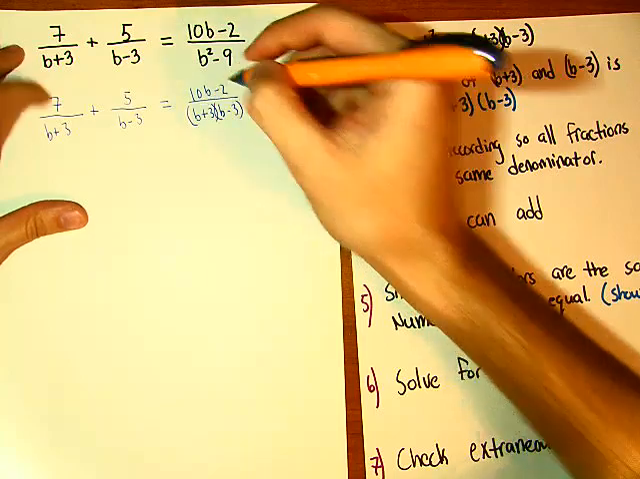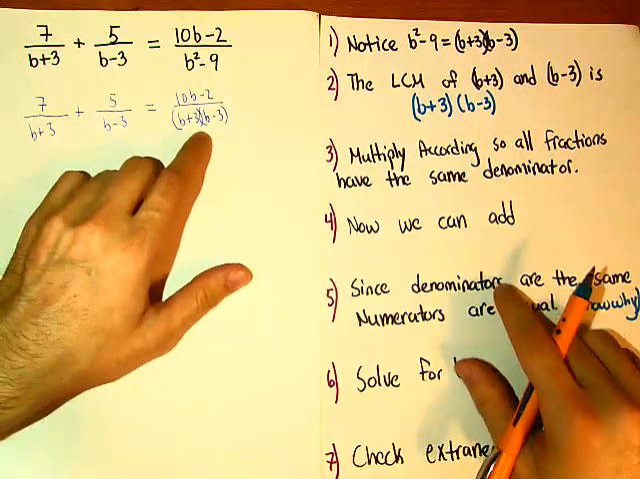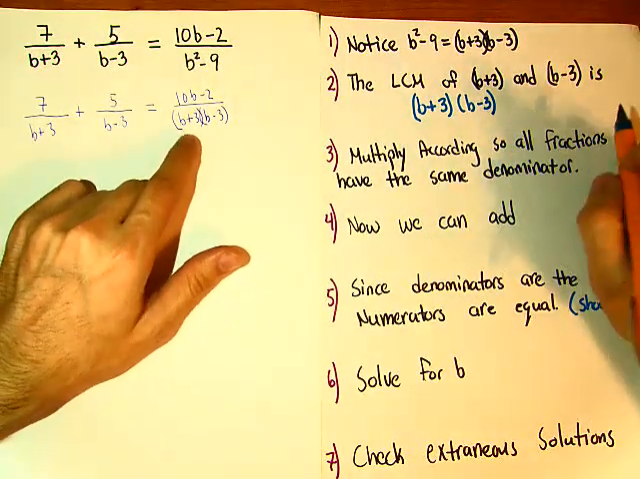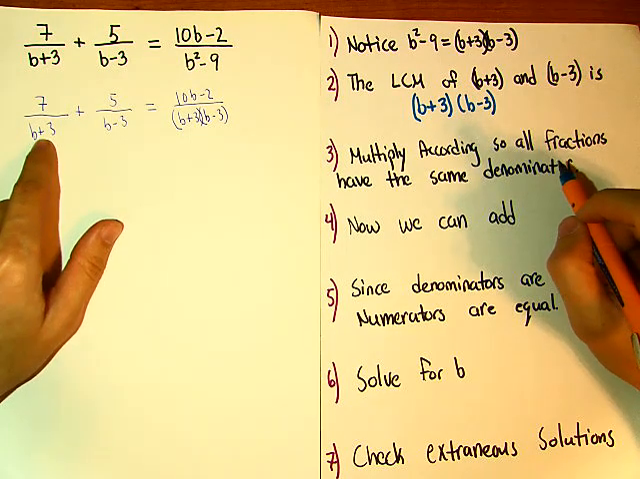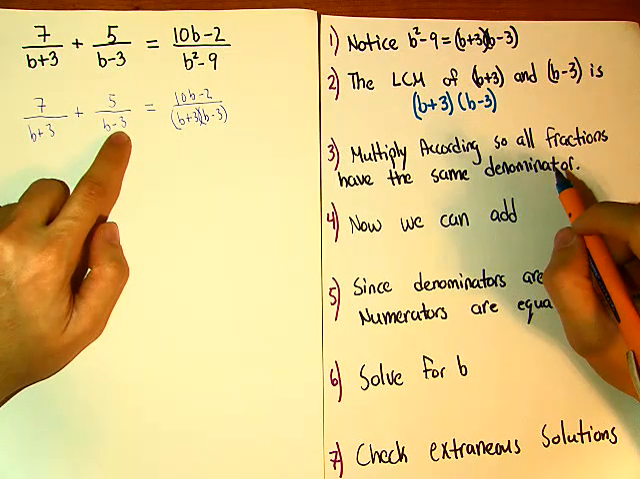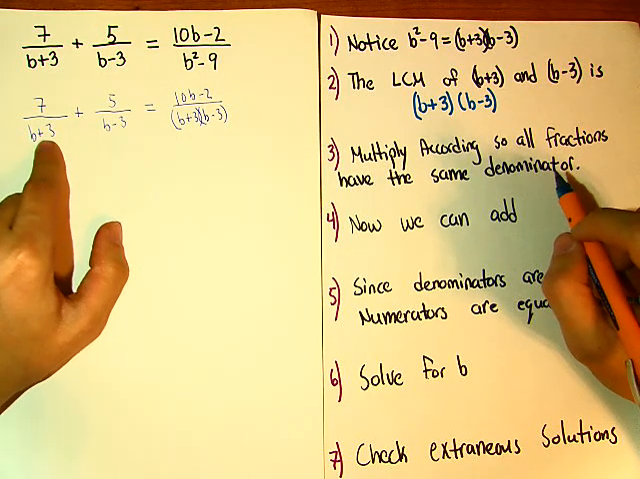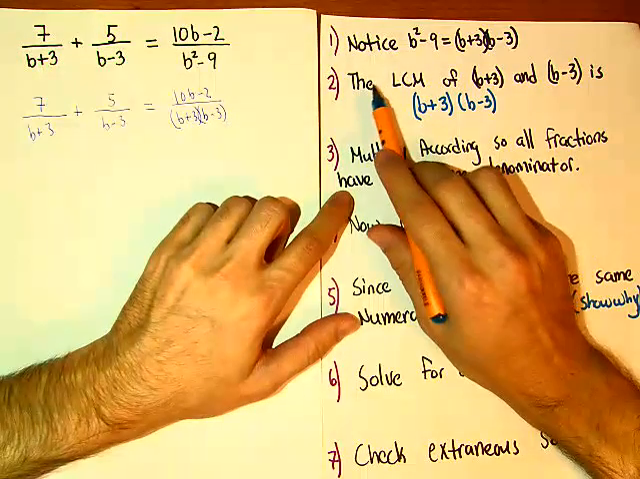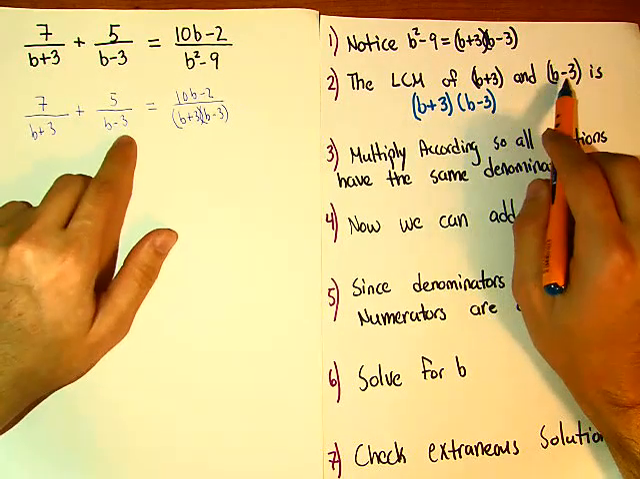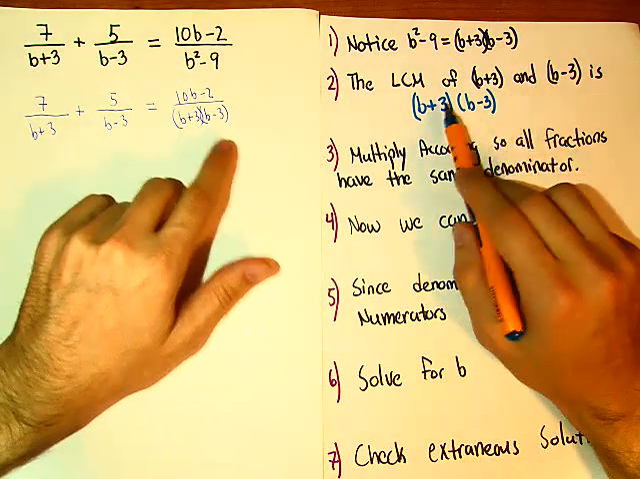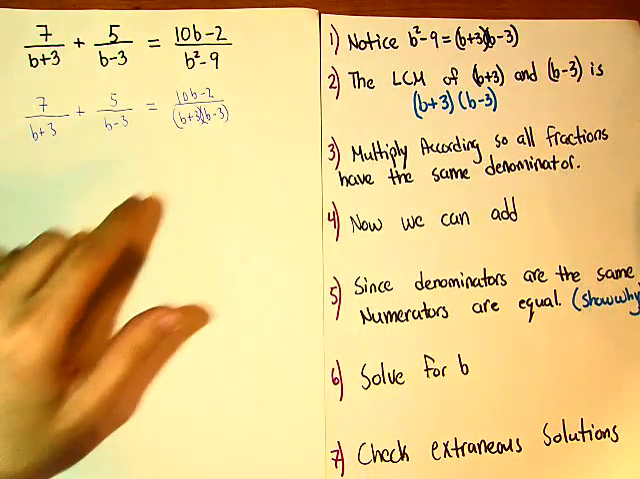And notice, what do we want to do? We want to make sure they all have the same denominators, right? Well, this has a b plus 3. What is it missing? It's missing a b minus 3. And this b minus 3 needs the b plus 3. Okay? So you see here, the LCM of this one and this one is this. So that's what you want to do.